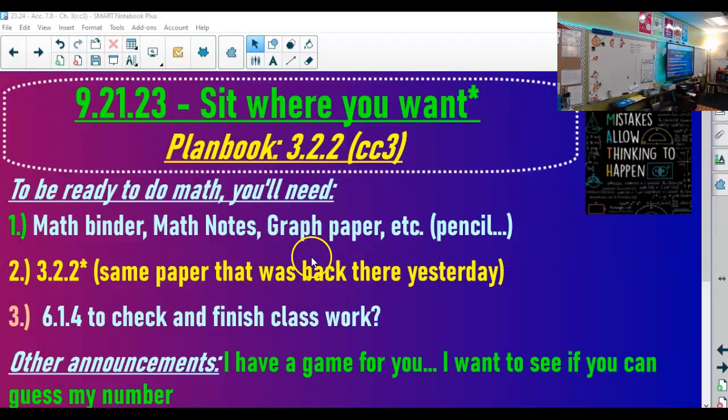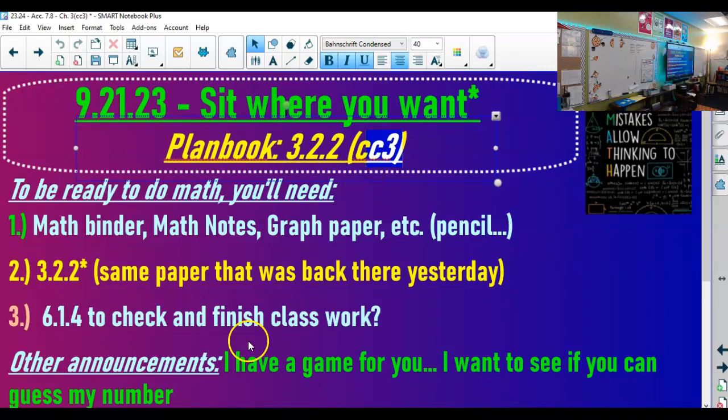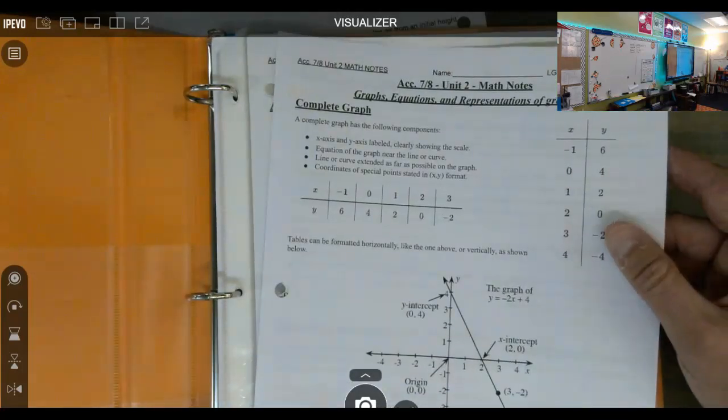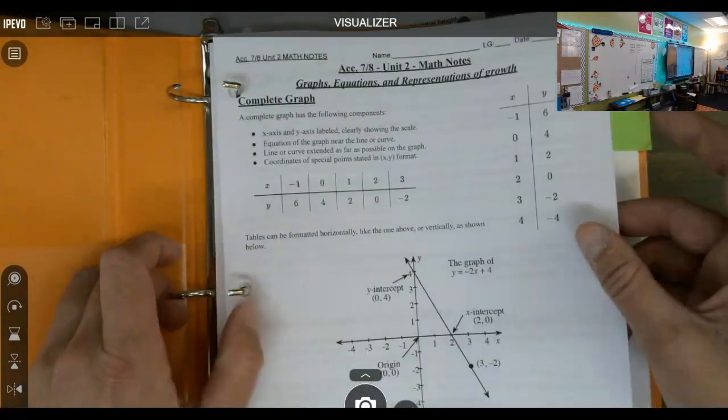All right, so for anyone playing along at home, we're doing 322 today, and that is in CC3. We're going to be in CC3 for a while, so I'm not going to put this after every homework. Just assume we're in CC3 unless I say something about not being in CC3. We are going to check 614, so if you don't have that out yet, you could also be getting that out of your math binder. We got math notes for Unit 2, so we're sleeving them and putting them in our binders.